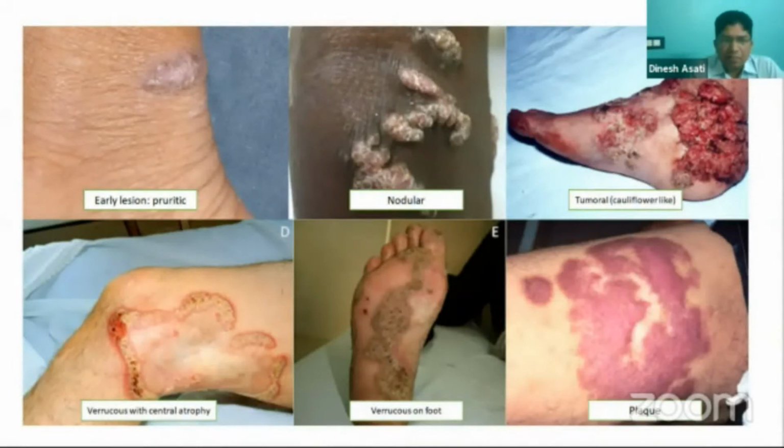Initially we can see just an erythematous plaque, and then it grows into a verrucous presentation. The verrucous presentation can be nodular or may look like a tumor, or sometimes just flat verrucous. But what is more typical of chromoblastomycosis is the presence of these dark points or dark individual collections. They raise a lot of suspicion that we are dealing with chromoblastomycosis.